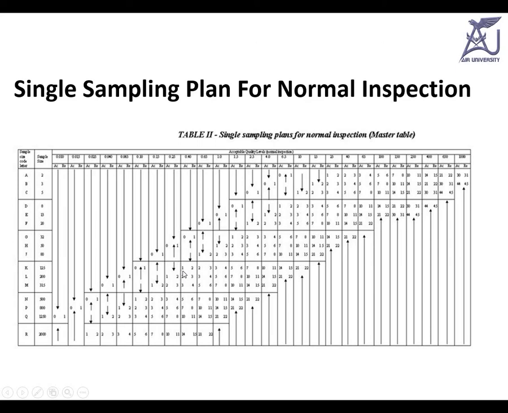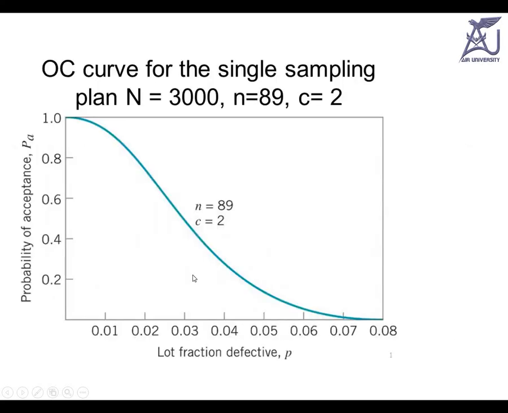So if we take 1, that means the acceptance number C is equal to 1, and if you find 2 rejected items in the sample, straight away you will reject the lot. You will reject the lot if 2 is found, and if it is 1 or less, then you will accept the lot.